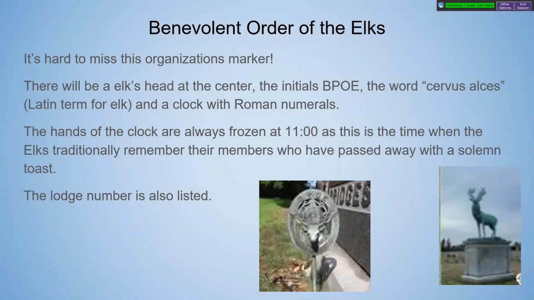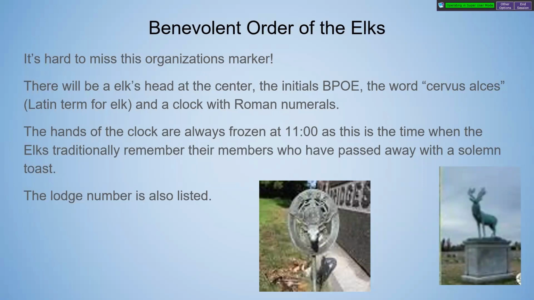The Elks. It's kind of hard to miss this one if you look at that bottom one on the right. I've never seen one like that, but isn't that cool? Okay. So there's an elk's head at the center, more like the other one that you're looking at here. And the initials BPOE, the word service, elks, which is a Latin term for elk, and a clock with Roman numerals. The hands on the clock are always frozen at 11 o'clock.